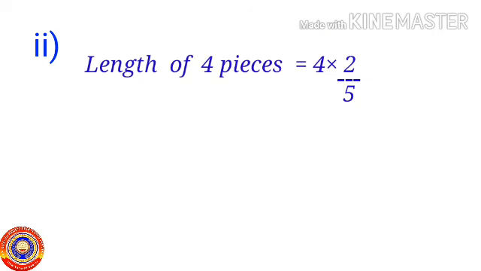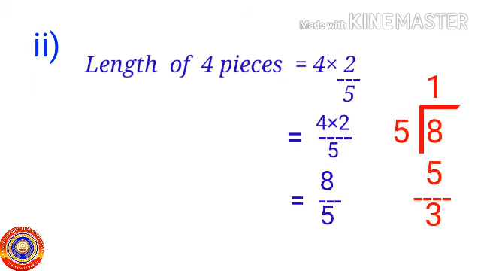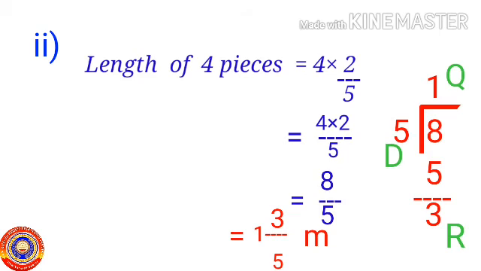In the second question, the length of 4 pieces equals 4 into 2 by 5, that is 8 by 5. When we divide 8 by 5, we get 1 as quotient and 3 as remainder. So we can write it as 1 and 3 by 5 meter.